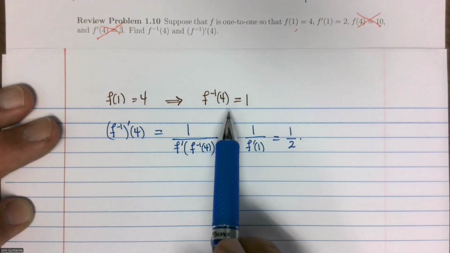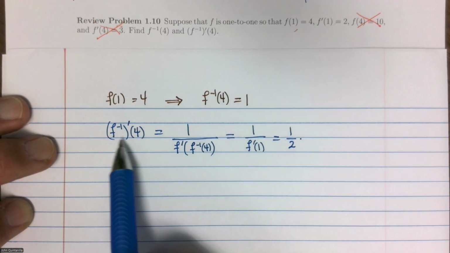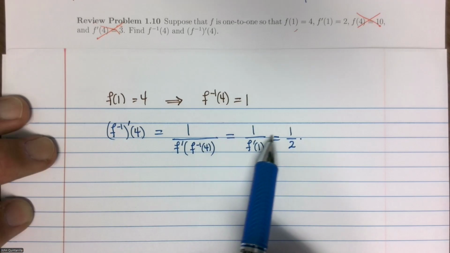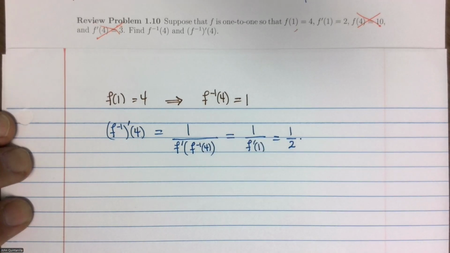Okay, so short story, there are the two answers. f inverse of 4 is equal to 1. f inverse prime at 4 is equal to 1/2. So you can stop the video here if you got that. Those are the right answers.